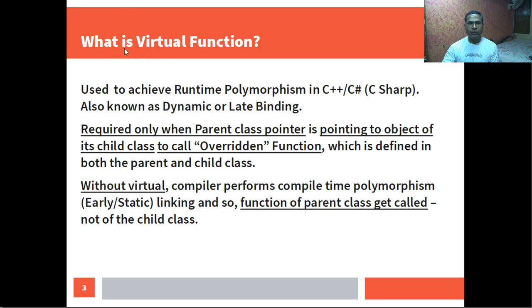First of all, we have to discuss virtual function. It is used to achieve runtime polymorphism in C++ and C#, also known as dynamic or late binding. Virtual is required only when parent class pointers point to objects of child class to call overridden functions, meaning functions which are in both the parent and child class. Without virtual, C++'s compiler performs compile time linking, so it always calls the function of the parent class, not the child class.